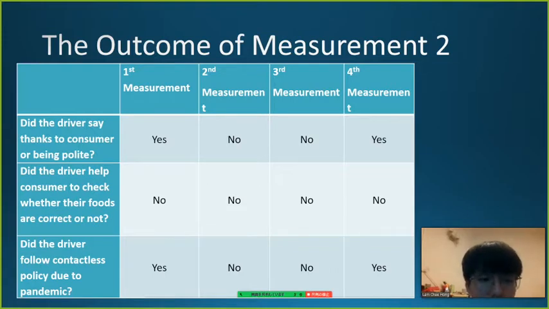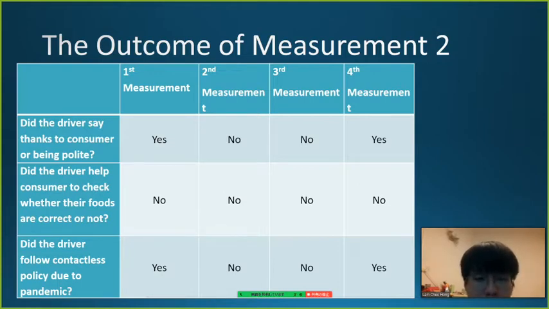So this is the outcome of measurement 2. The first driver is the first measurement. He said thanks when giving the food to me, but he did not help me to check the food. The driver did follow the contactless policy. He put the food beside the pillar lamp. The second and third measurements were the same driver. Therefore, the outcomes of these two measurements are basically the same. He was impolite to me in both measurements, and I felt his behavior was a bit disrespectful to me. He also did not help me to check the food and practice the contactless delivery both times.